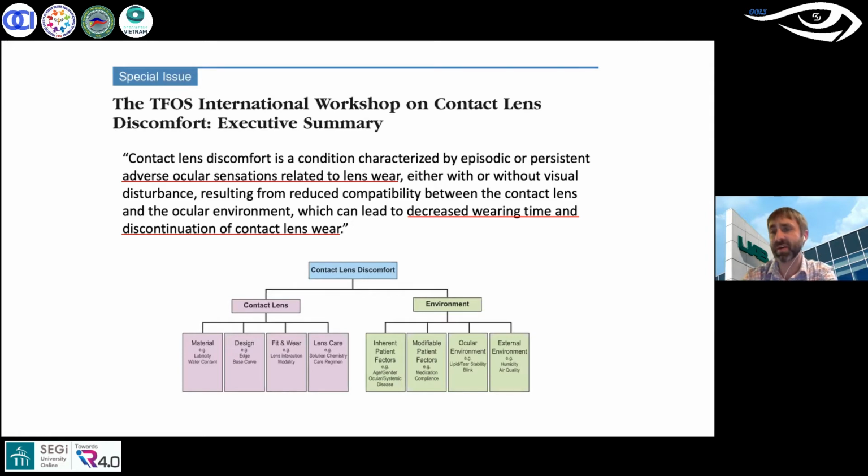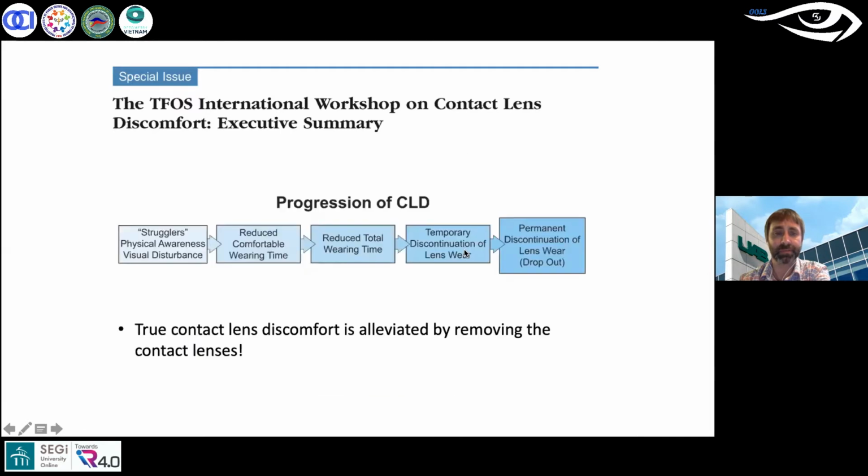This may cause some visual blur or maybe not, but eventually these people start to stop wearing their contact lenses all day, and eventually they may just completely drop out of contact lenses. And there are many reasons why this may happen. Here is a list that the TFOS workshop came up with. So there could be contact lens factors like it's ripped or torn, or maybe just you're aging, you have dry eye. There's a lot of different things that could be going on.